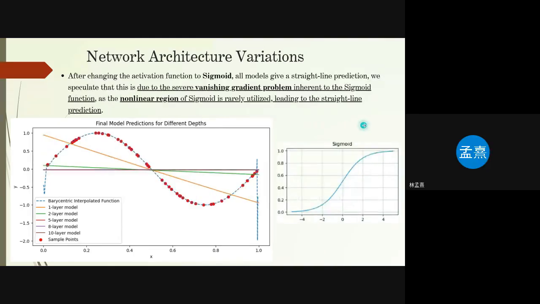Okay. And changing the activation function to sigmoid, the predictions are very bad. They all give a straight line prediction, and we speculate that this is due to the severe vanishing gradient problem of the sigmoid function, and the nonlinear region of sigmoid is rarely utilized. So all the layers are just linear combinations.